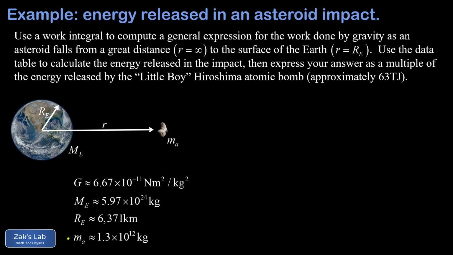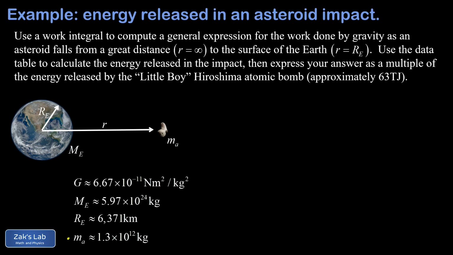So if you like, you could redo this problem with the expression for gravitational potential energy when r varies over a large distance. But keep in mind that potential energy really is just a bookkeeping device for computing the work done by a conservative force like gravity. So we're going to compute the work done by gravity as this asteroid falls from a great distance to the surface of the Earth. And of course, that work would be transformed into the kinetic energy of the asteroid when it impacts the surface of the Earth.